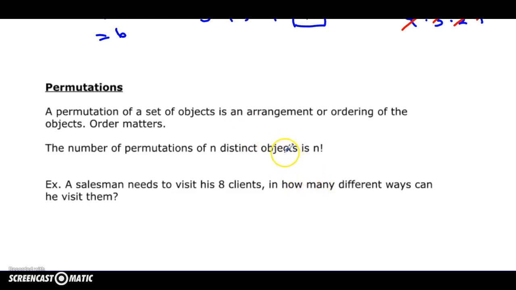Anyway, a permutation of a set of objects is an arrangement or ordering of the objects. Order matters. So in that case, up above, when we had our first color, I think it was yellow, yellow is first. It's not just somewhere in there. It matters that yellow is first. So again, order does matter.